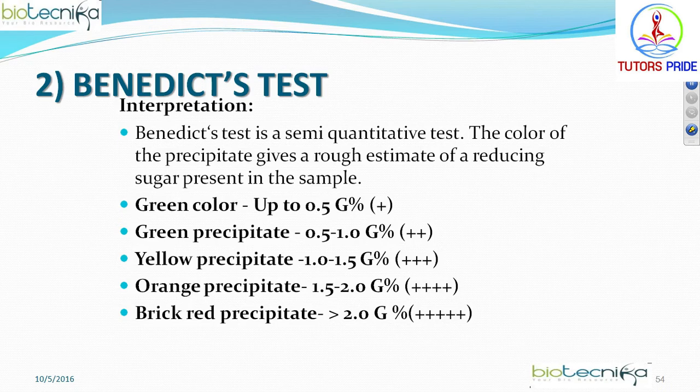If yellow precipitate is formed, we can say 1 to 1.5% of glucose is there. If orange precipitate is there, 1.5 to 2% of glucose is there. If brick red precipitate is there, we can say more than 2% of glucose is there. So glucose is confirmed. If red precipitate is formed, then you can say glucose is present. And all these tests tell how much percentage of glucose is present. Got my point?